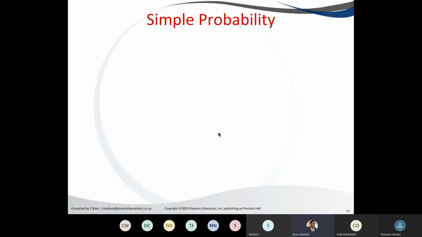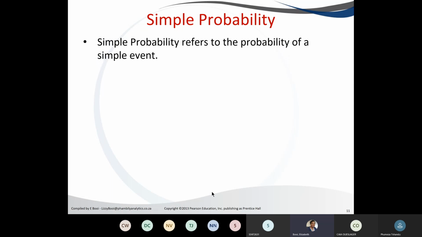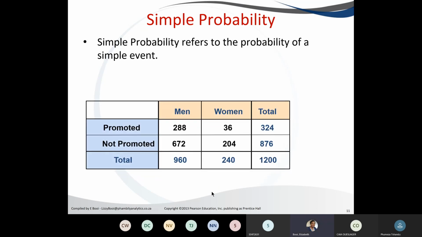Okay, so what is a simple probability? A simple probability is calculated from a simple event. Therefore it means your simple probability will be the probability of a simple event happening. So let's say, for example, we have that table that we saw earlier of the men and women who got promoted from this police force. And we can see how many men got promoted and how many females got promoted. We can see how many males did not get promoted and the females that did not get promoted.